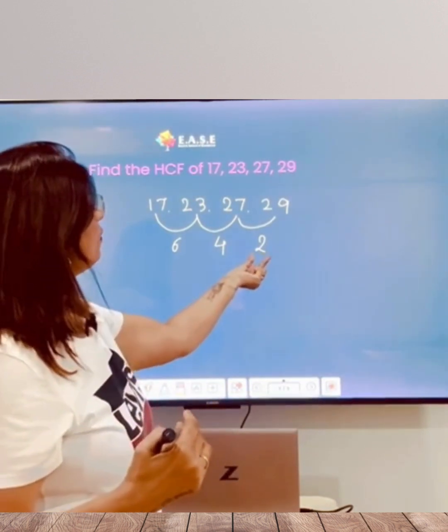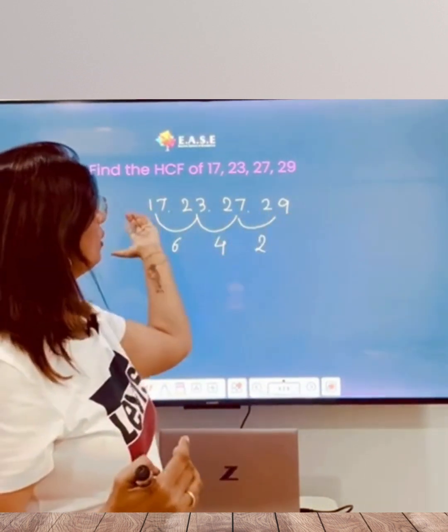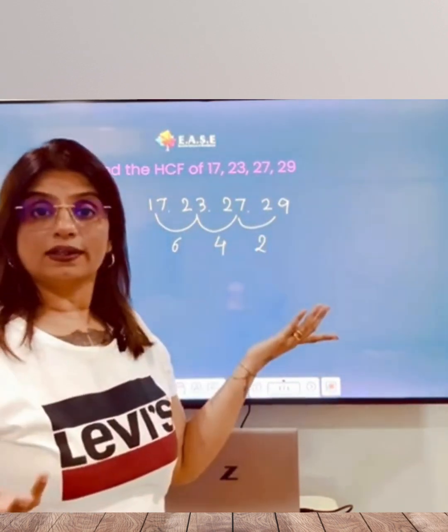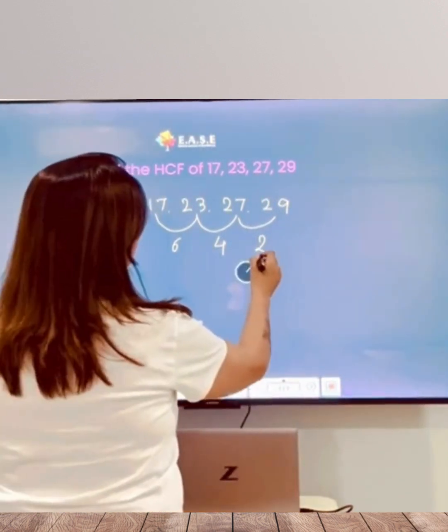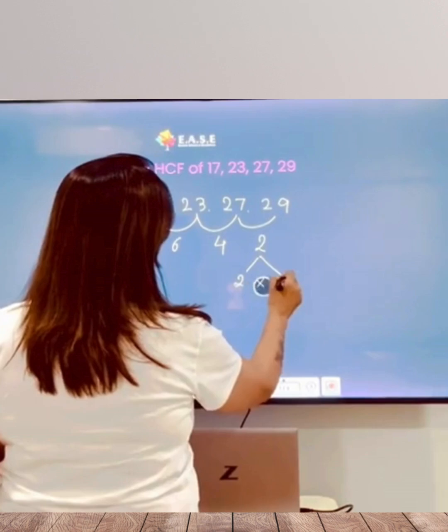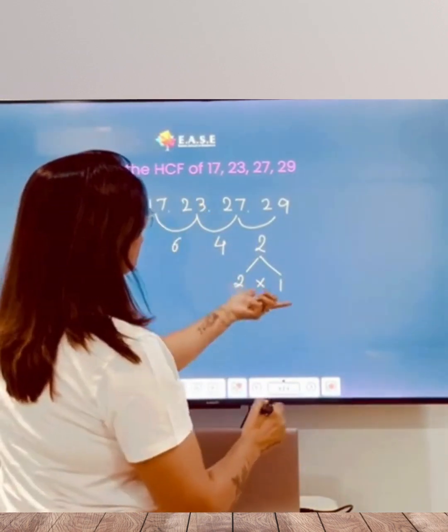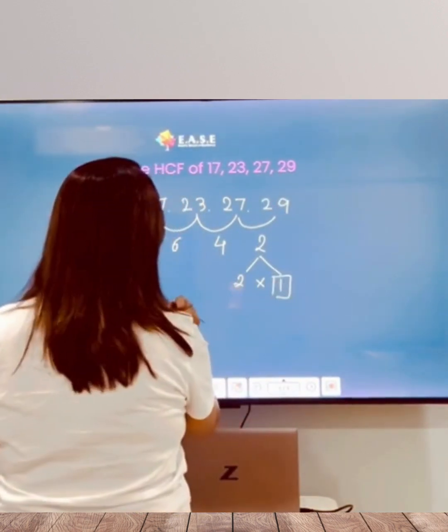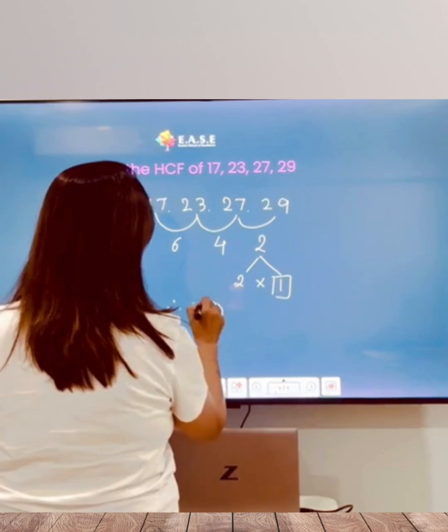Now, can we divide all the numbers by 2? All the numbers are odd. We cannot divide them by 2. So what are we going to do? We are going to factorize 2 into 2 and 1. Now 2 we cannot divide. So 1 is the only number. Therefore, the HCF of the numbers is 1.